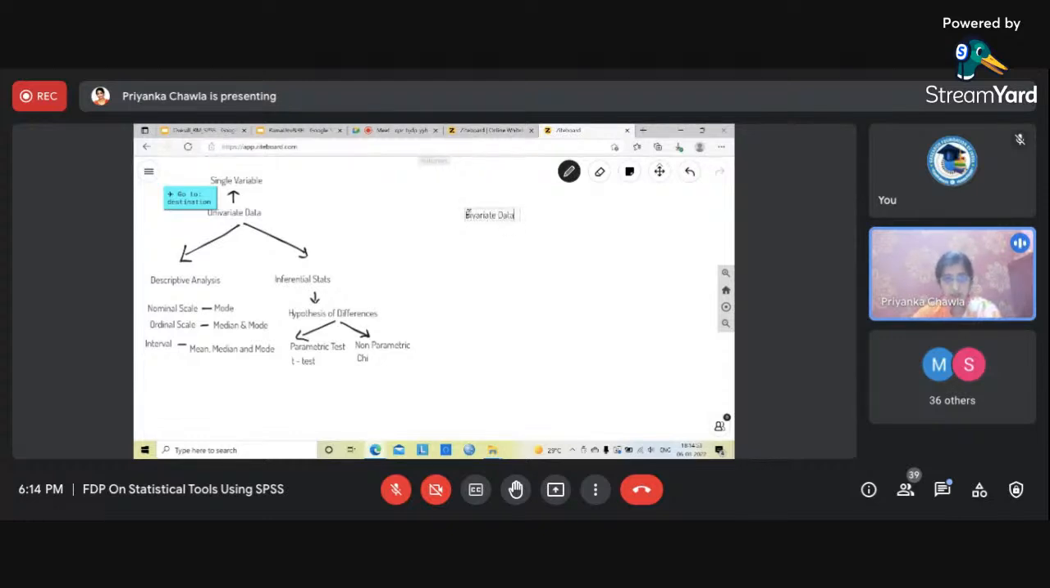If we talk about bivariate data, it means we are dealing with two variables, right? Since here we are talking about bivariate data, that means there are two variables, not a single variable. So how to represent this bivariate data? Two types of hypothesis will be there. Hypothesis of difference and hypothesis of association. Clear? Yes, ma'am.